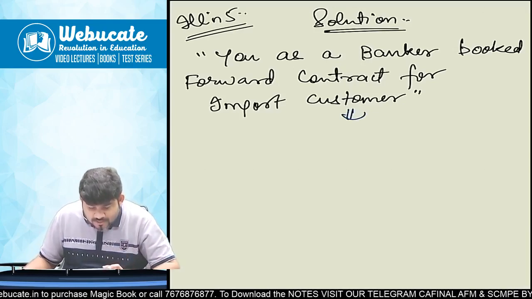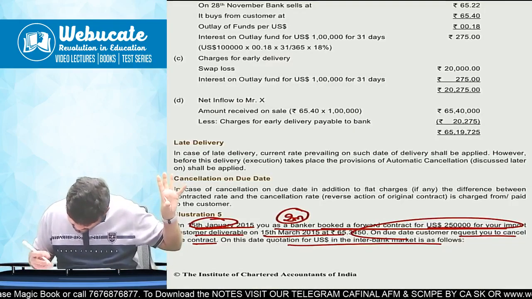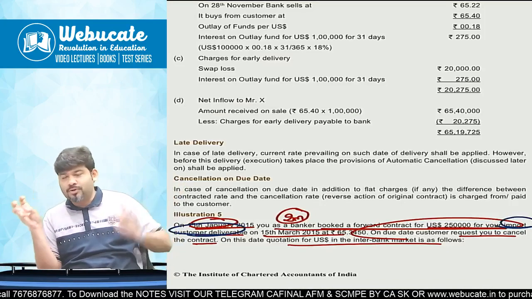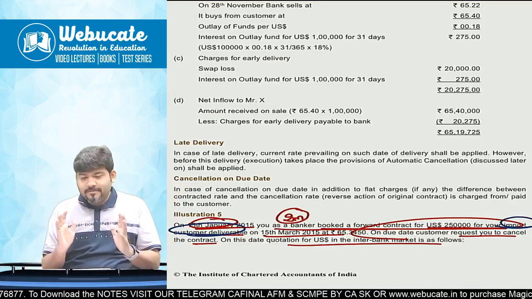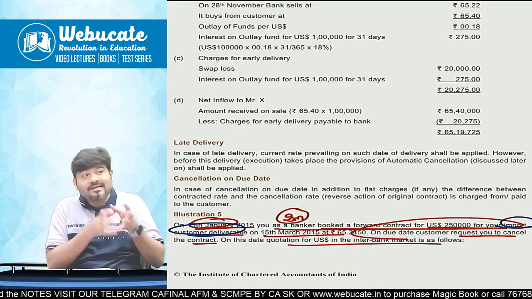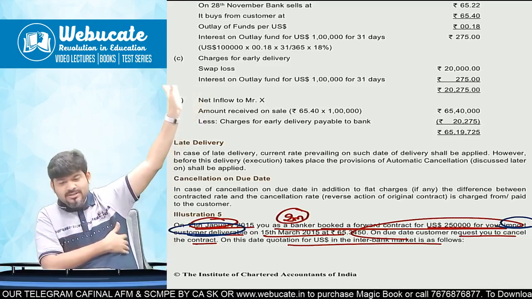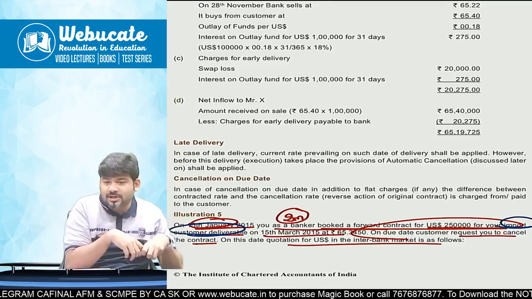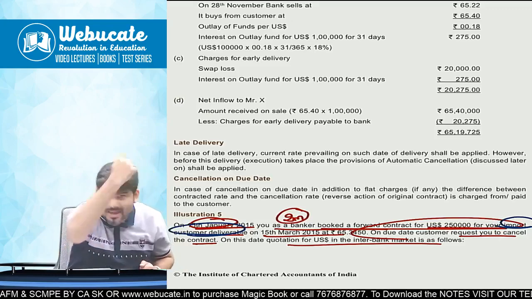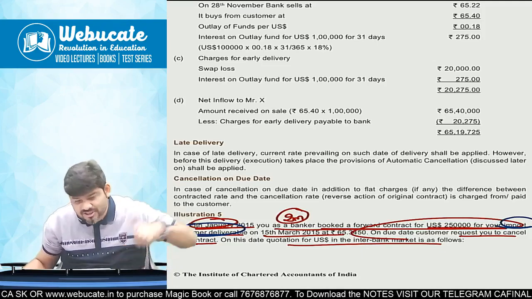Forward sell from the banker's point of view. For your import customer deliverable means the customer is an importer. When the customer is an importer, after 2 or 3 months, whatever the date is, he will require dollars to send to his exporter. So he will have to purchase the dollars, and the bank will have to sell the dollars. Bank sells dollars, customer purchases dollars. This is what it means.